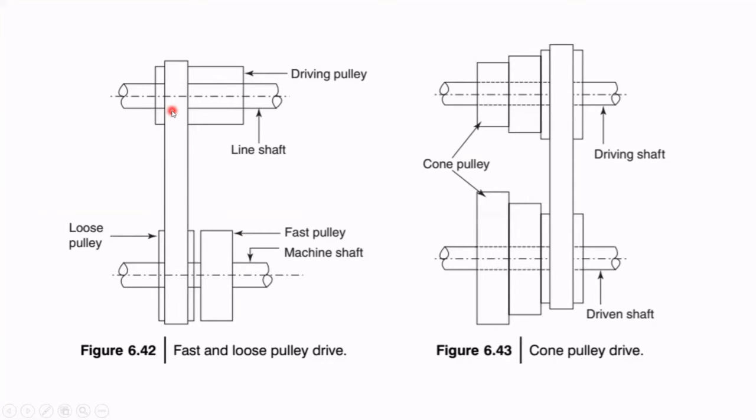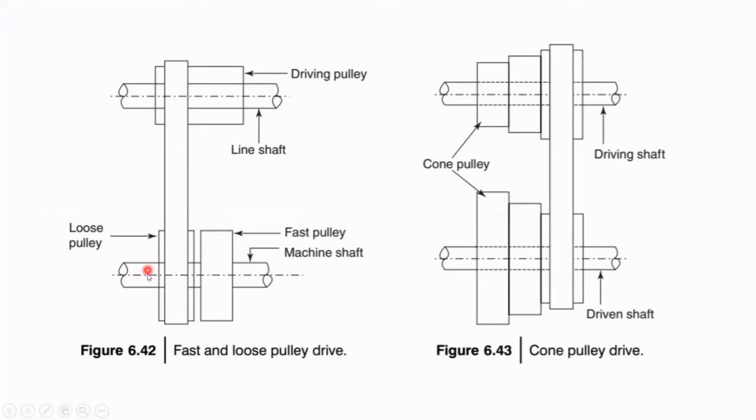Here, if the belt is connected to the loose pulley, the power is not transmitted from shaft 1 to shaft 2. There is no power transmission. Here the loose pulley is just rotating. There is no connection between the pulley and the shaft. There is no transmission between the pulley and the shaft here.